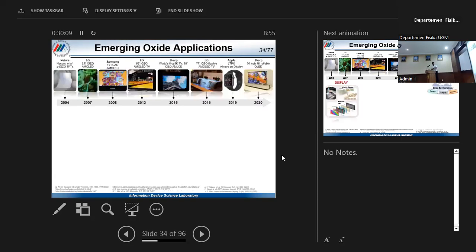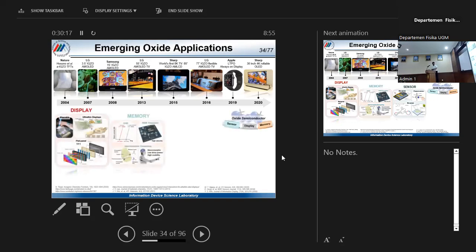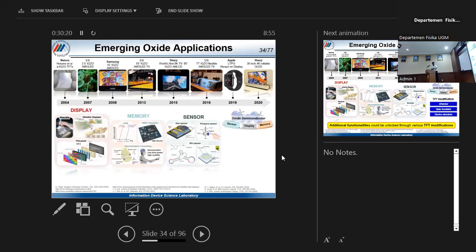So this is just the previous slide, but these are the applications of amorphous oxide semiconductors. But amorphous oxide semiconductors are not only used for display. They are also used for memory, for neuromorphic computing. So for example, in mimicking how your brain operates.